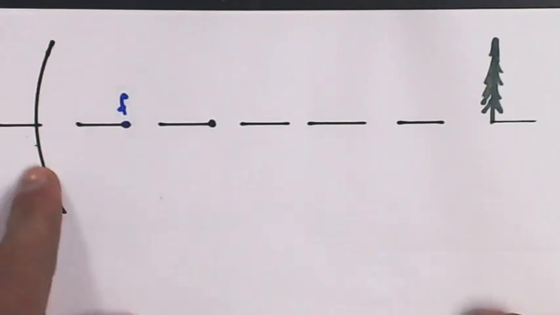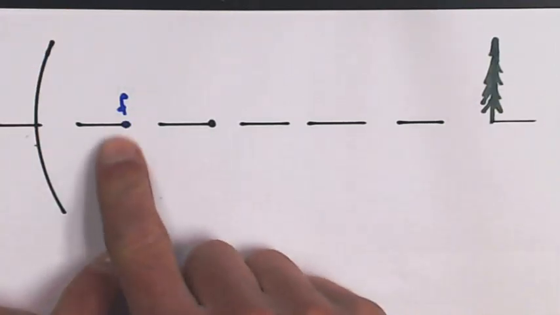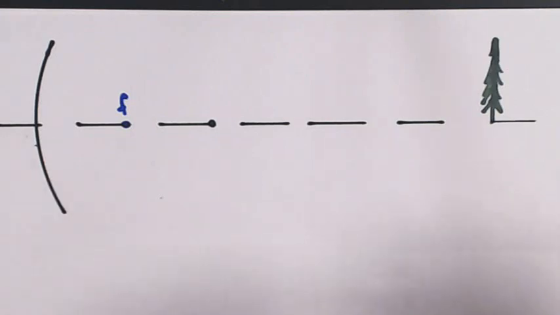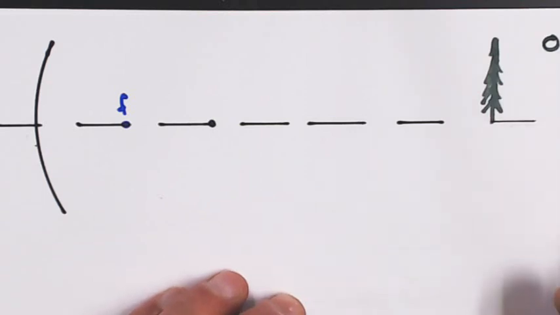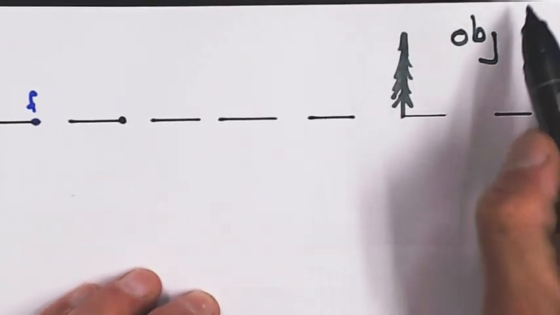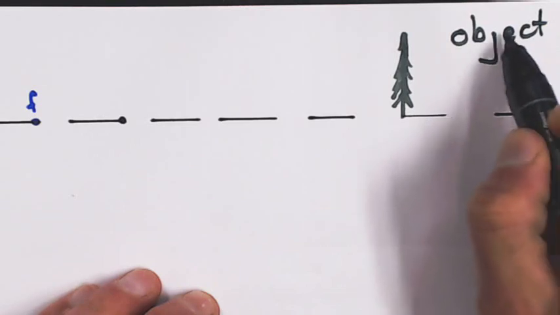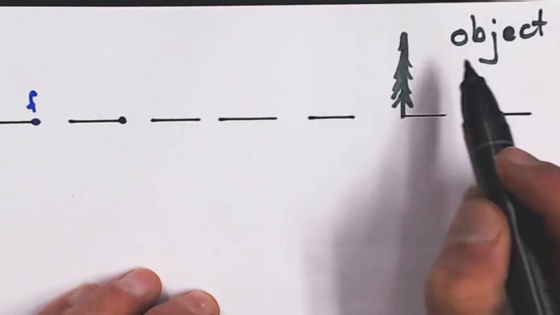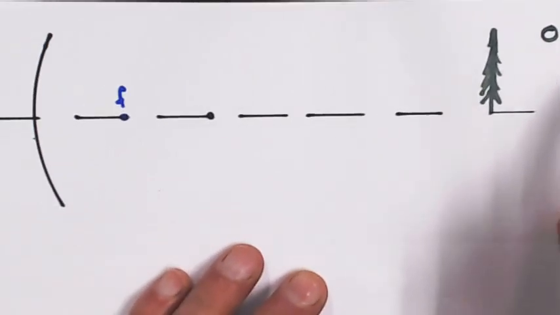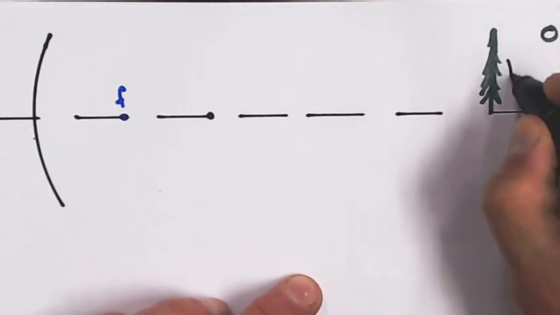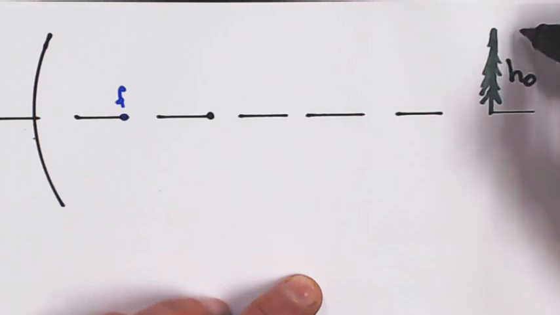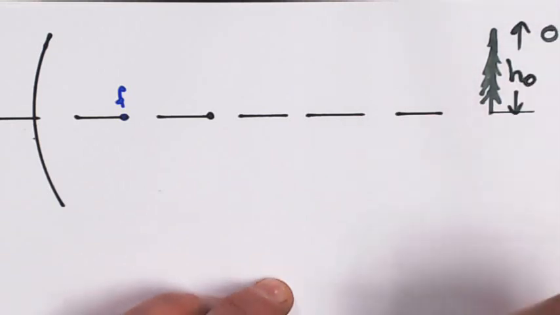Here's my concave mirror again, and here's my tree, and here's my focal length. Let's get a little more specific. This is not on the screen. This is my object. So whatever you're looking at, this is the object. And so the height of that object is the height of the object. That's from here to here.